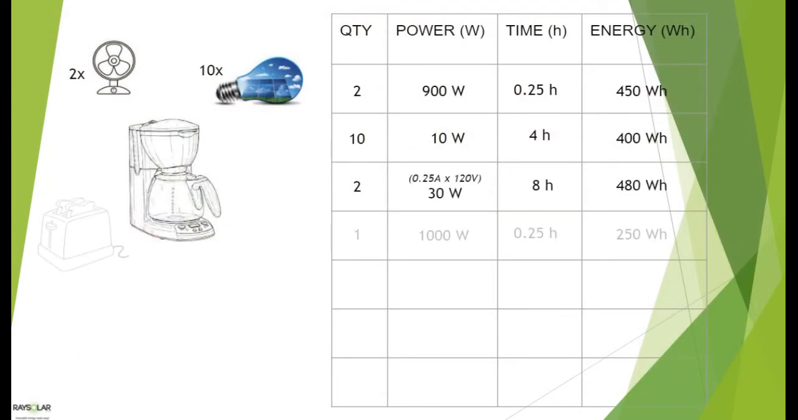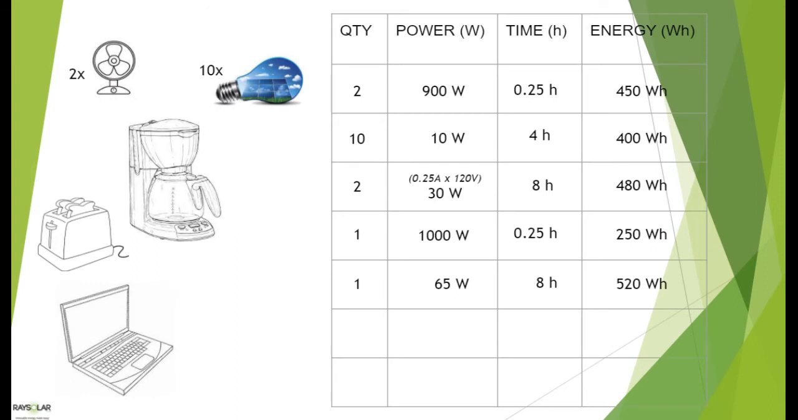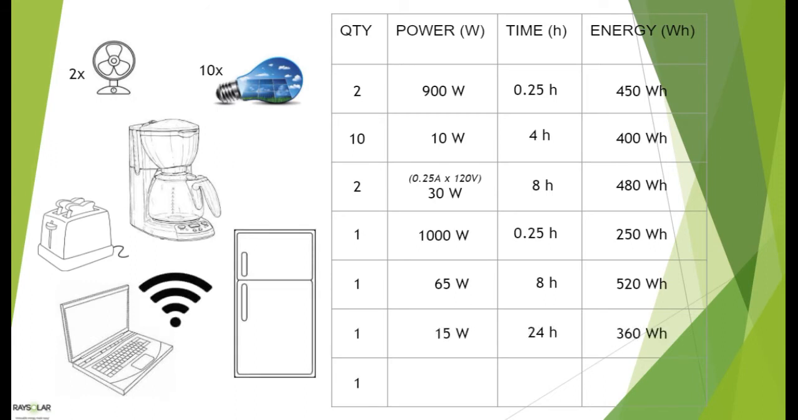Next, I'll include my toaster, a laptop I'll use 8 hours a day, my internet modem which runs 24 hours a day, and my fridge. When determining the daily energy consumption for a fridge, you'll want to check the manufacturer's specifications to find the annual kilowatt-hours and divide that number by 365 days to find the total daily energy consumption of the fridge.